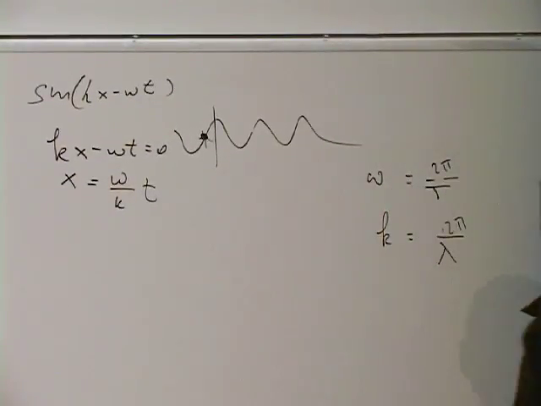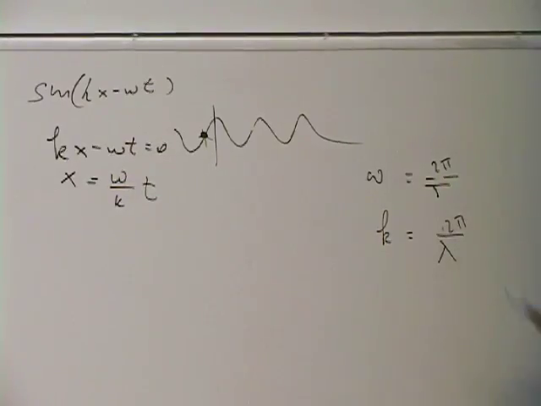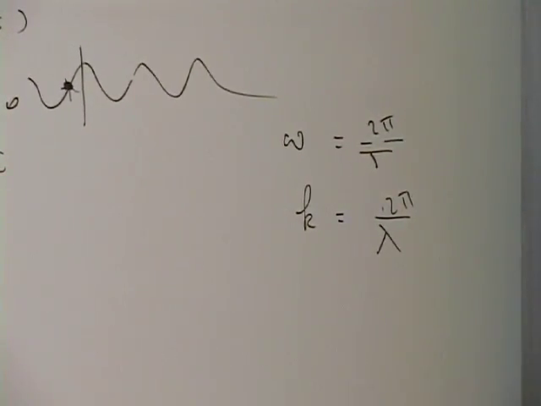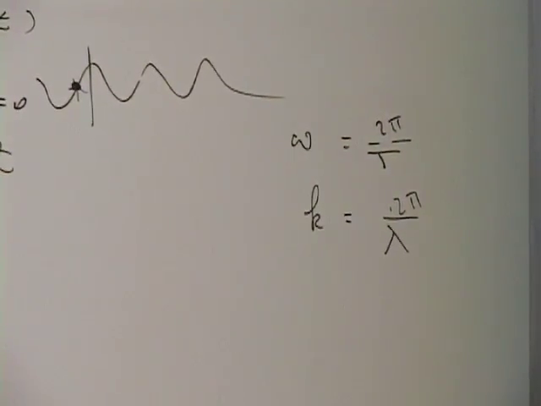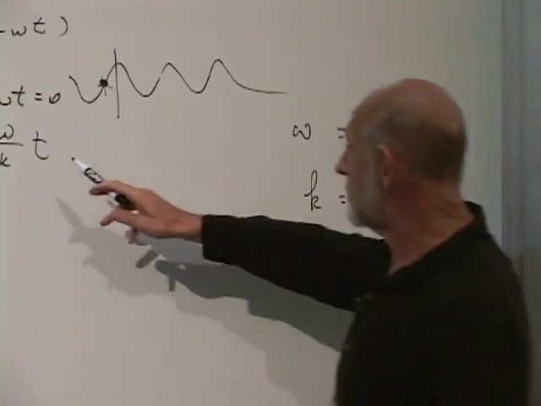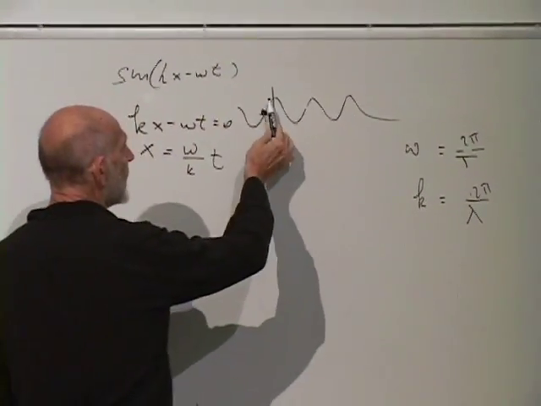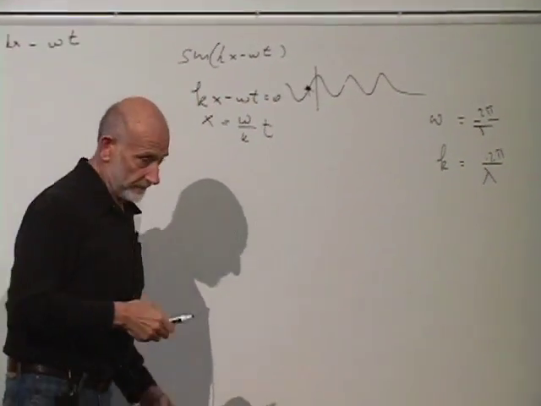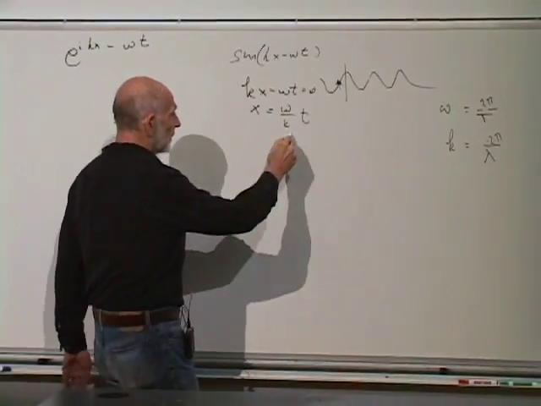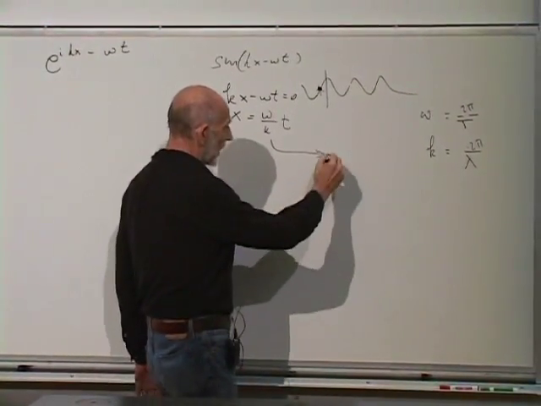And so omega over k, what's omega over k? Omega over k is lambda over T. It's the wavelength divided by the period. The wavelength is the distance it moves in one oscillation. The period is the time that it takes. The ratio is the velocity. So this is the velocity of the peak of each wave, okay, for a plane wave. So that's called the phase velocity.